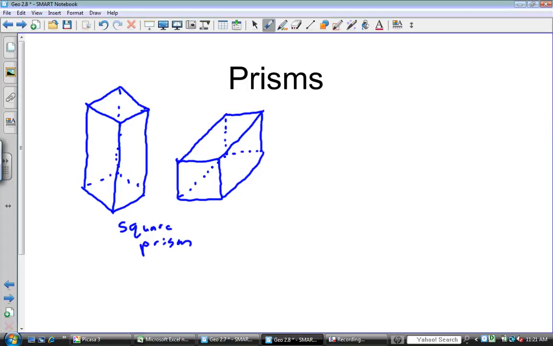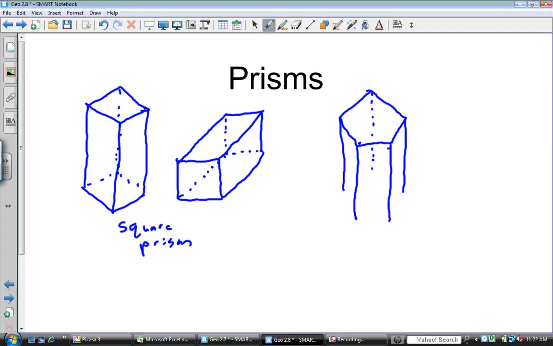If you want the pentagonal prism, you draw a pentagon, and then let's just go straight down to each of those points. Now this last one's going to be dotted, because it's going to be hidden. This would be a pentagonal prism.